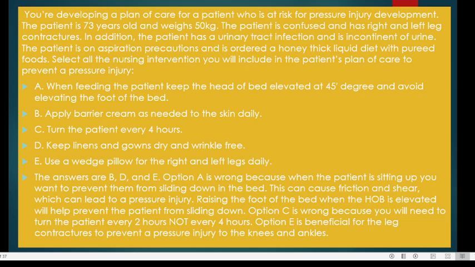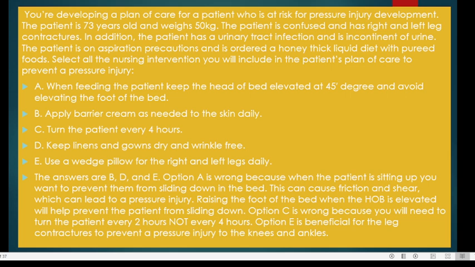So number A, they're saying that when feeding the patient, keep the head of the bed elevated at 45 and avoid elevating the foot of the bed to prevent a pressure injury. B, apply a barrier cream as needed to the skin daily. C, turn the patient every 4 hours. Should it be 4 hours or 2 hours? Yes, so that one can be an automatic elimination, okay? It should be at least 2 hours.